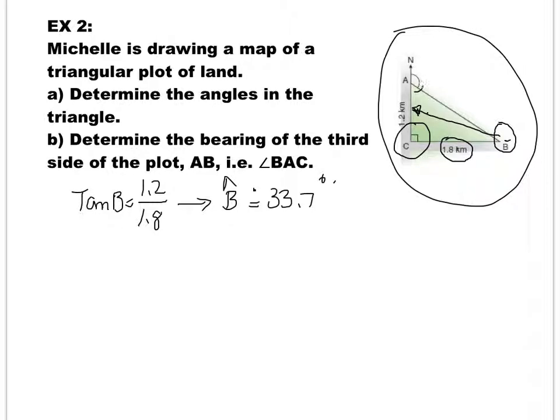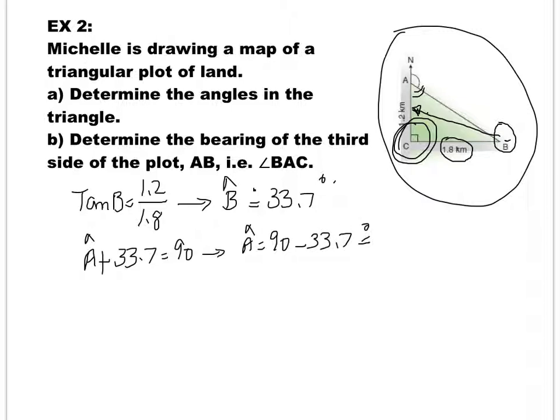To find angle A, there are two ways I can do it. I can use a trig ratio again, or I can use the identity that the sum of the angles inside the triangle is always 180. We know one angle is 90, so the sum of angle A and B has to be 90 degrees. So I can say angle A plus angle B, 33.7, is 90, or angle A is 90 minus 33.7, which is about 56.3 degrees.